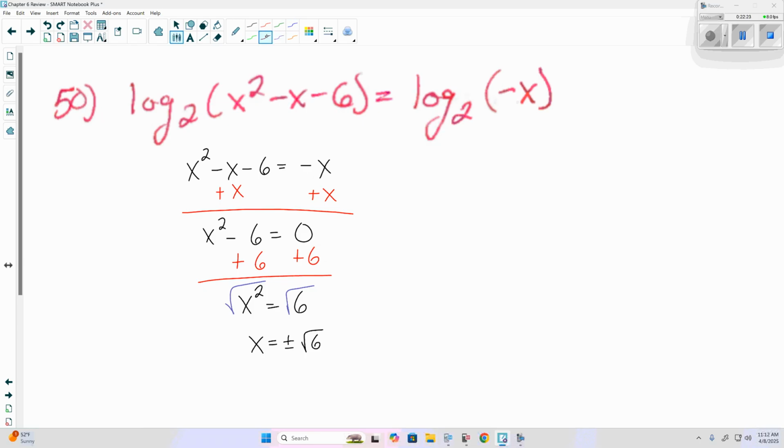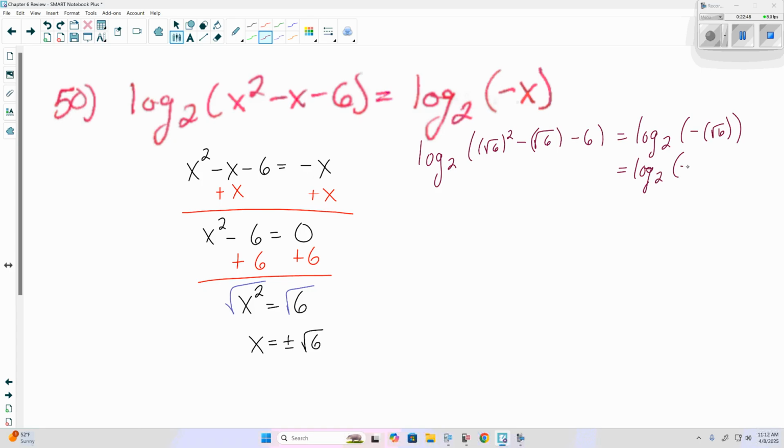Now this here, we got how many solutions? 2. Might want to check it. So we have log base 2 of the square root of 6 squared minus the square root of 6 minus 6 is equal to log base 2 of negative square root of 6.